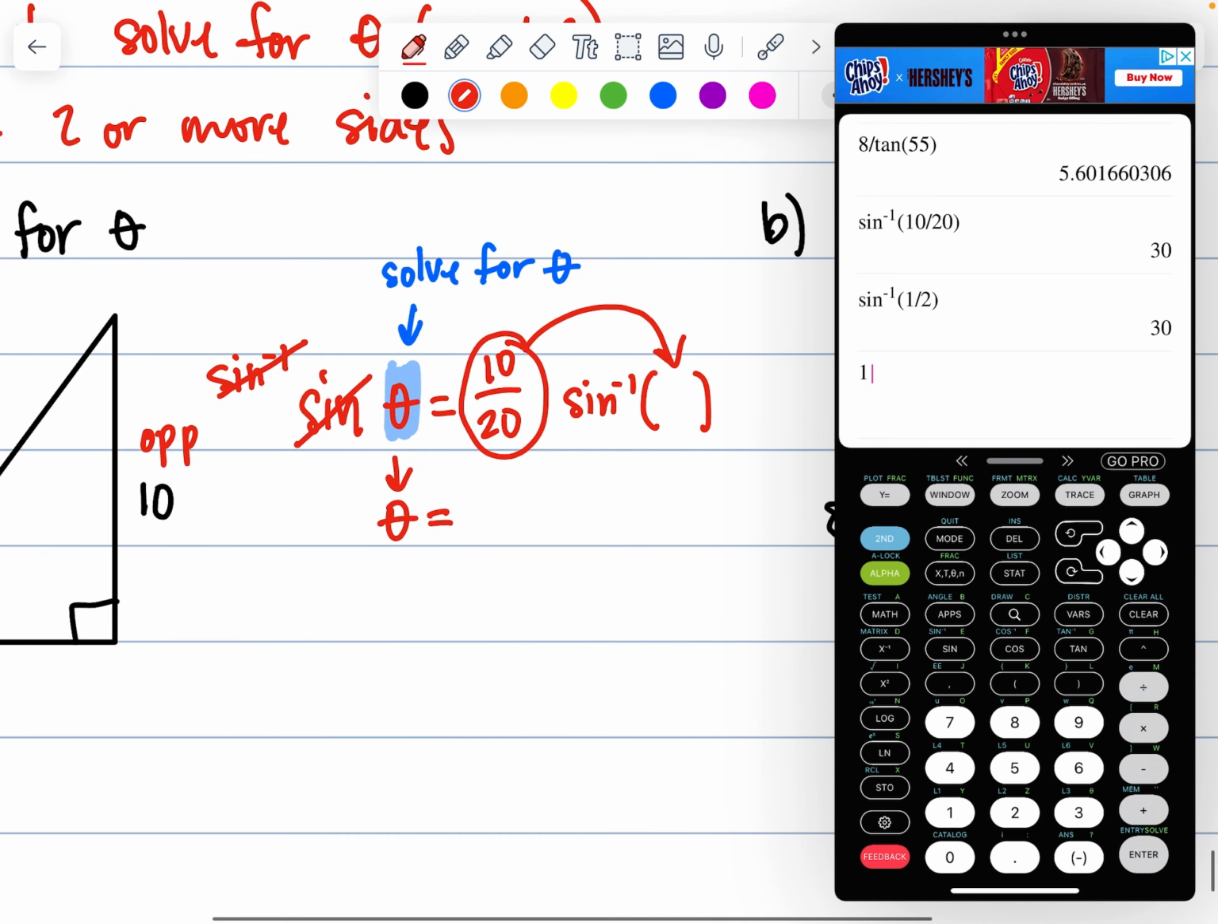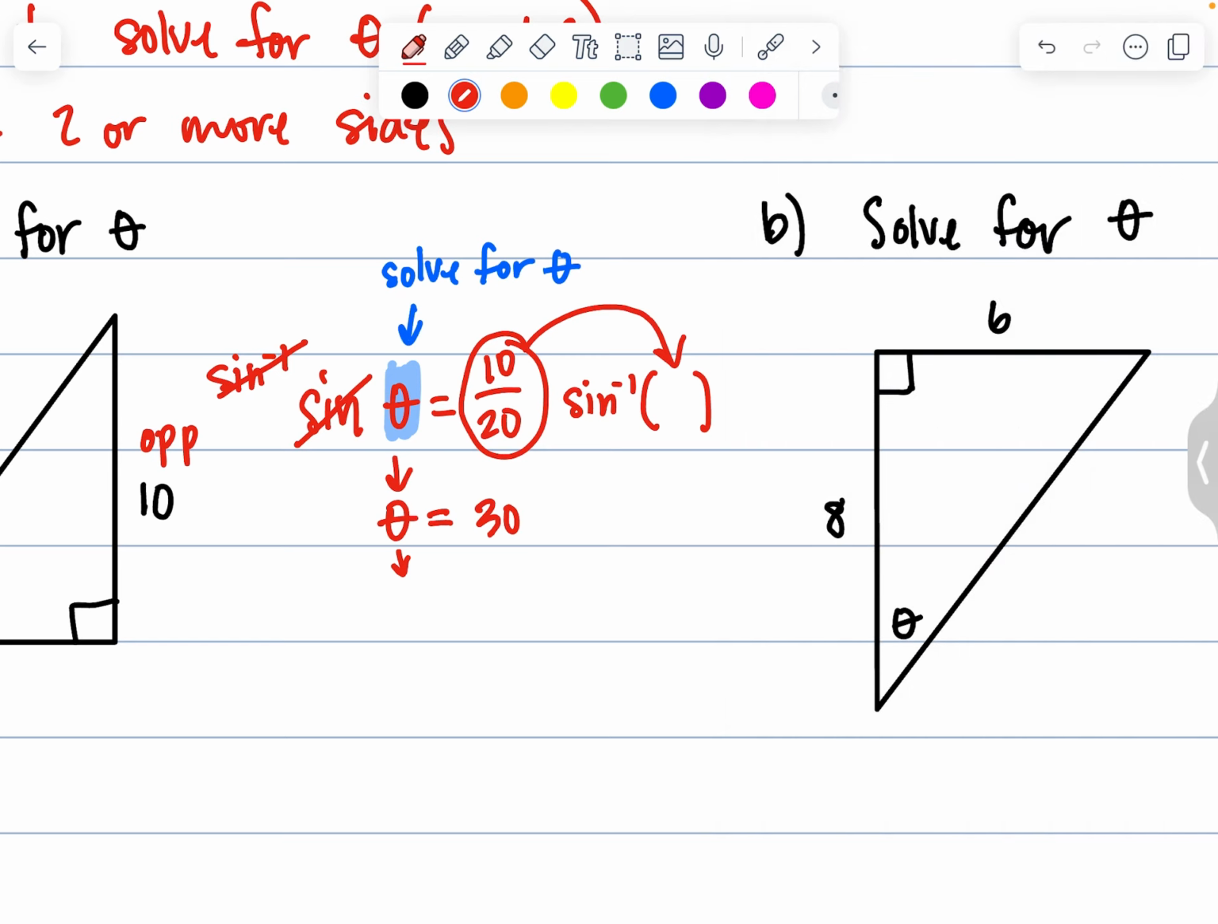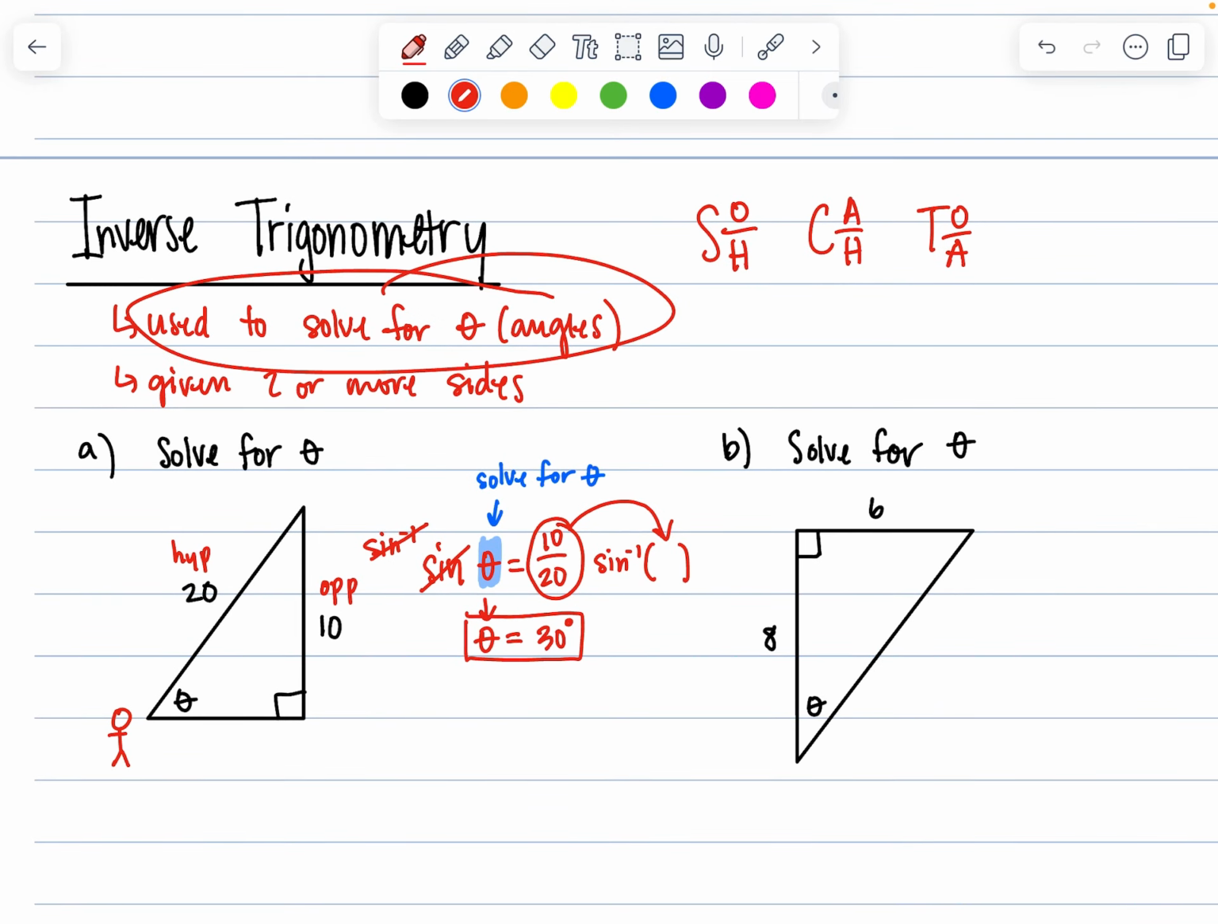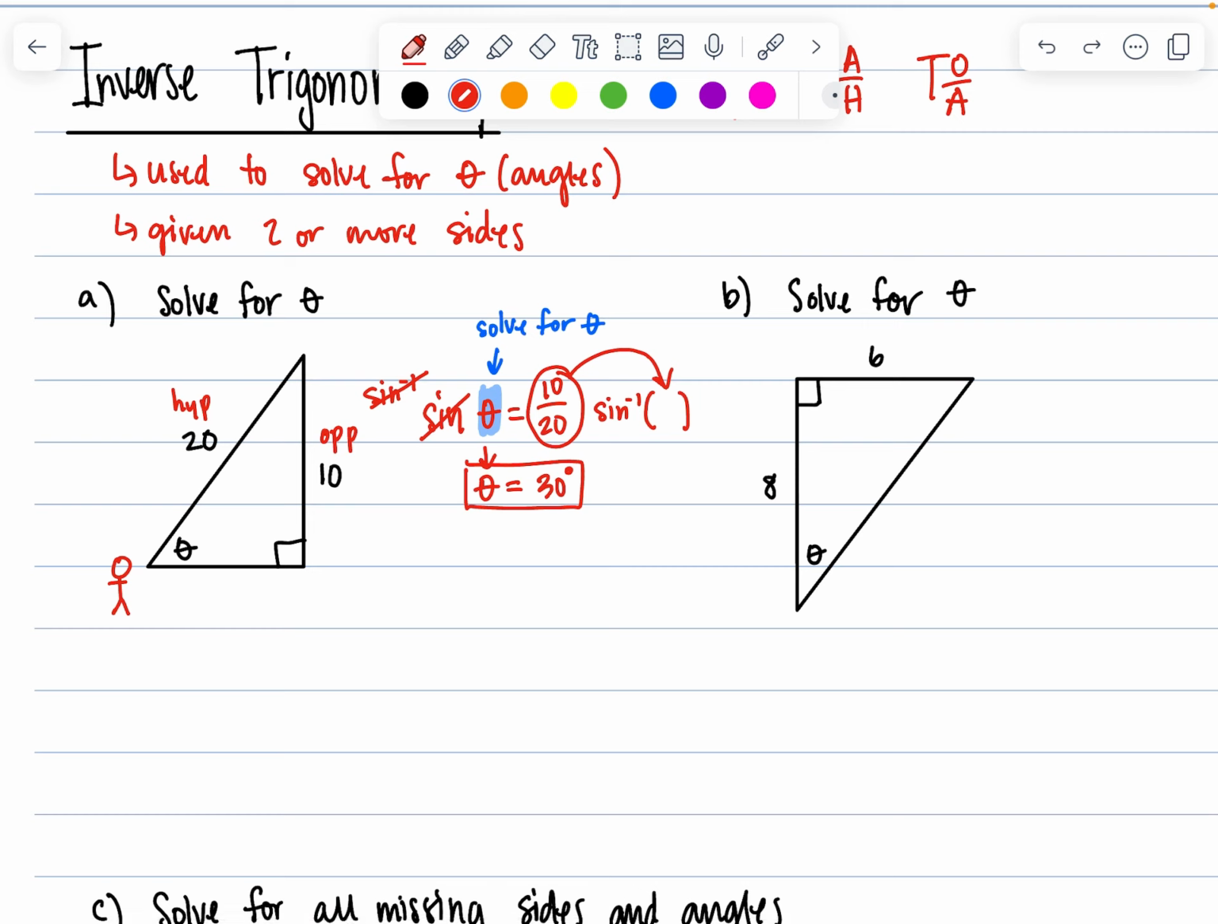So theta here is equal to 30, but theta, remember, is an angle. So we actually have to write this as a degree. Instead of writing just 30, we put 30 degrees. And remember I said we're going to be using this to solve for angles. All right, now let's solve for the next one. Solve for theta. So once again, we have an angle here that we want to solve for. Let's put our person here.